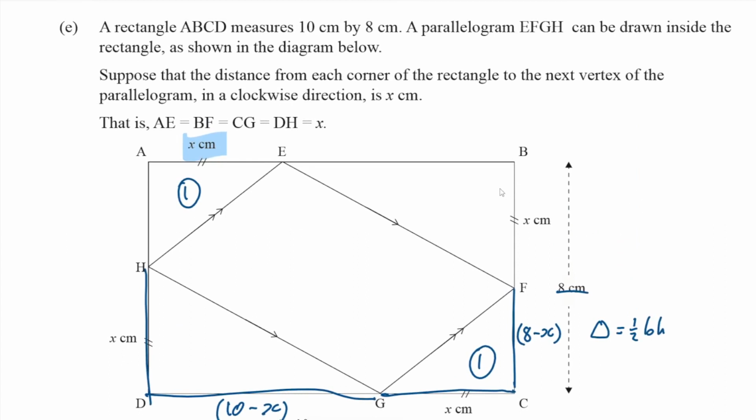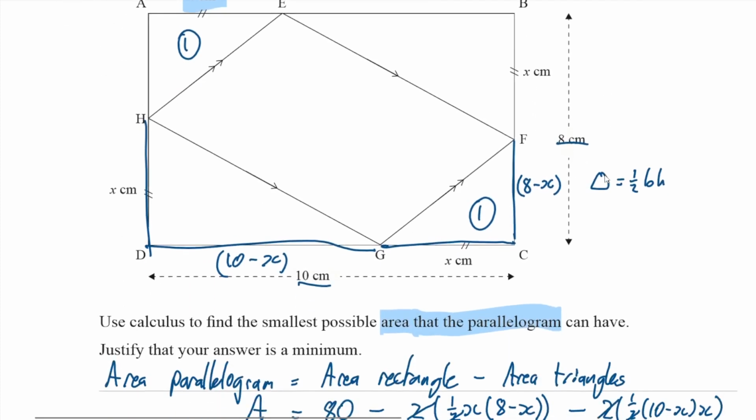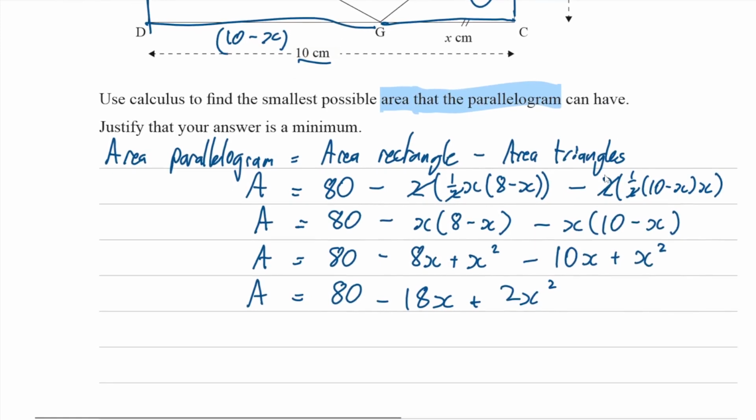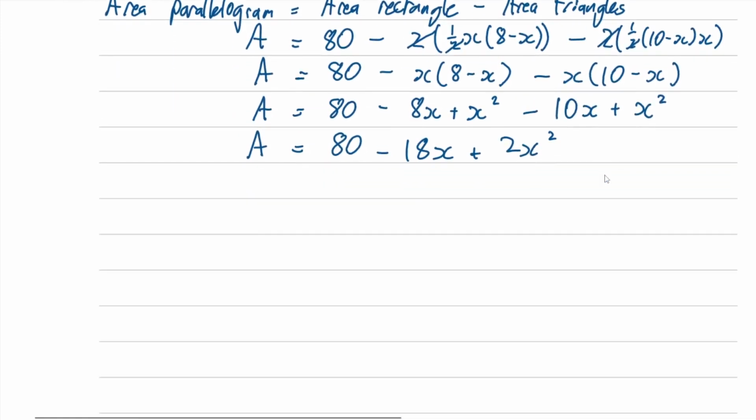So let's just look back at the question. We found an expression for area in terms of x. Now we need to find the value of x so that the area is minimum. So minimum, we should be thinking turning point. Turning point, we should be thinking gradient of 0. Gradient of 0, we should be thinking we need the gradient function. Right, so let's find that next.